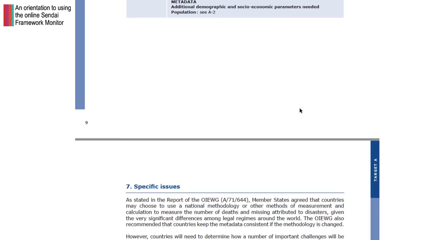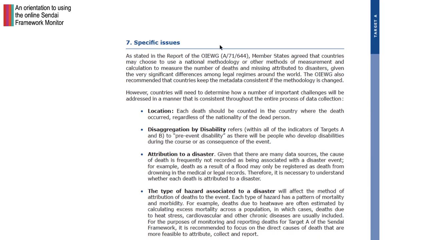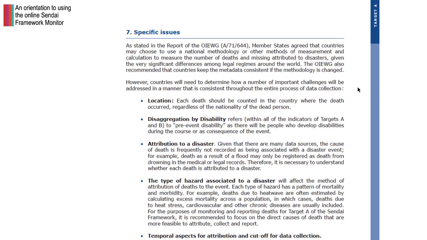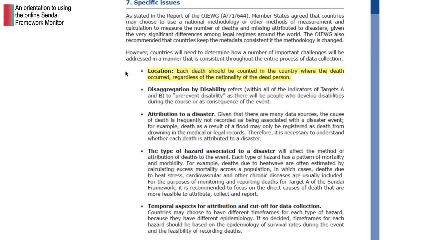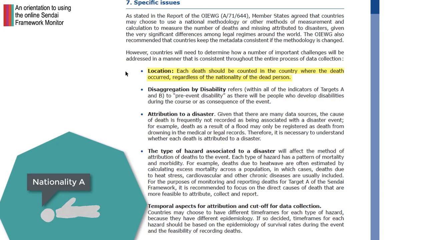Finally, we cover specific issues that will be important for you to take note of and keep consistent throughout the process of data collection. For Target A, location of death is important, where each death that occurs within a country as a result of a hazardous event should be counted, regardless of the nationality of the dead person. For example, if someone of nationality A dies in country B as a result of an earthquake, country B will count this individual's death, not country A.